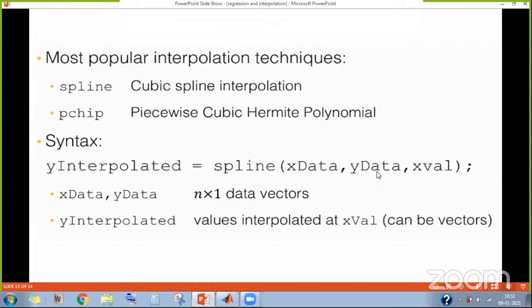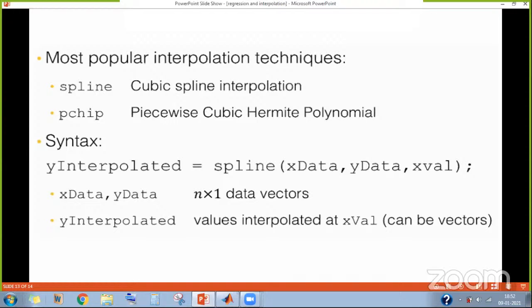Firstly, the x data and y data is the data we have. I mean, suppose we are given some data and we want to interpolate other data points. So the x data and y data are the data points that we have been given. And xval will be the values, the points for which we want to get the interpolated function.